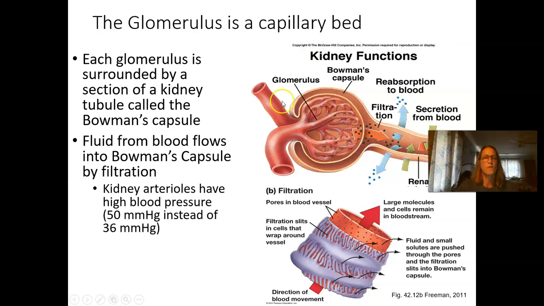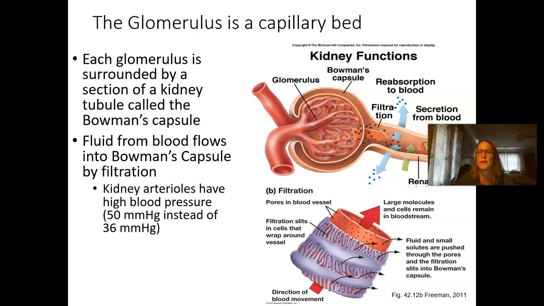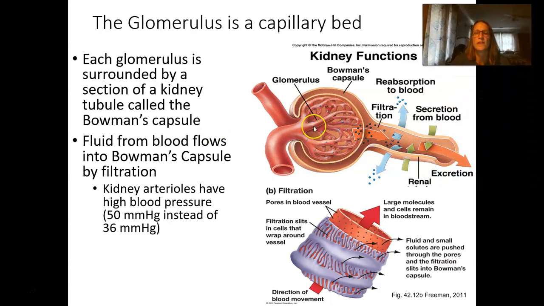Okay, as I mentioned before, the glomerulus right here, we're going to look at this in a lot more detail. We're going to look at it a little bit more up close. The glomerulus is the capillary bed that came from the renal artery, and it's surrounded by the kidney tubule called the Bowman's capsule. So you can see here how it is totally surrounding those capillaries.